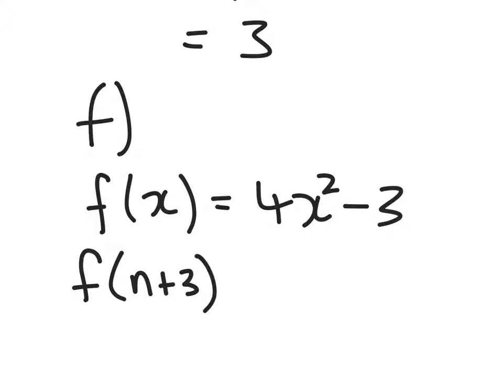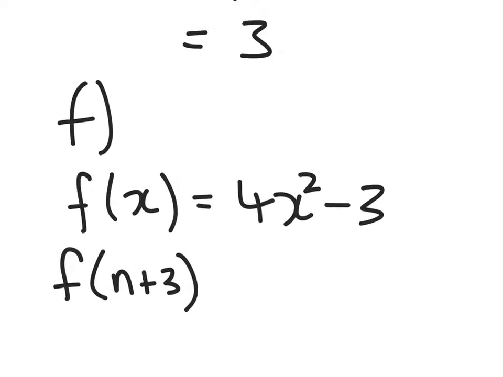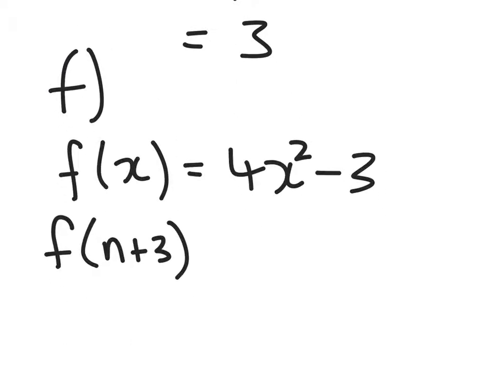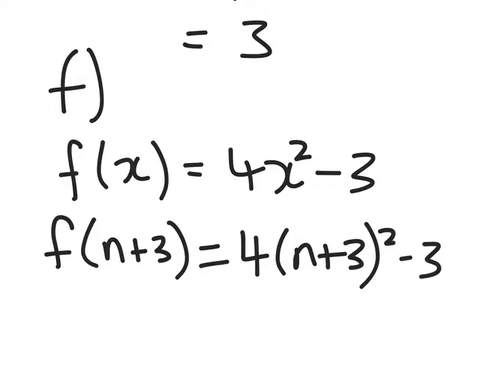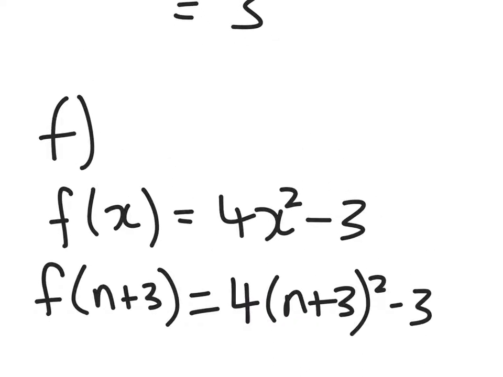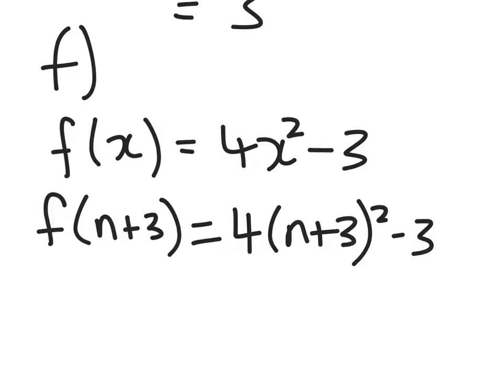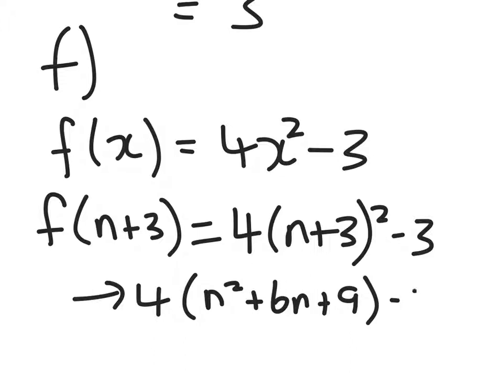What does that mean? What that means is that we're going to take out the n, or the x, and replace it with n plus 3 in parentheses. So 4 times n plus 3 squared minus 3. Okay? Now, you may need to simplify that out. So I'm going to put down that that's 4, n plus 3 squared. If you expand that, we should know by our binomial theorem it's n squared plus 6n plus 9 minus 3.